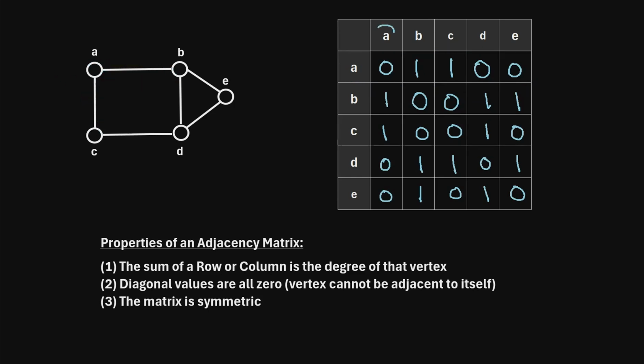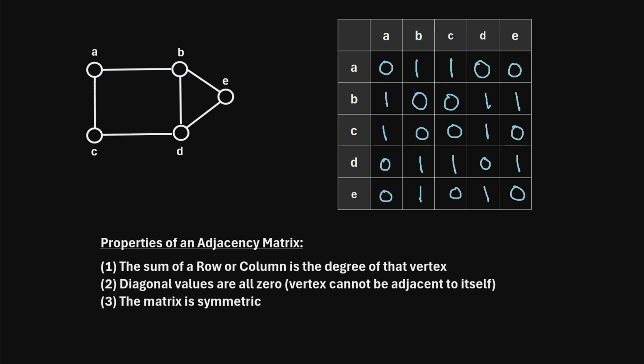And similarly, if we look at the column that contains vertex A, if we take the sum of the values in that column, that also turns out to be 2. Or if we consider vertex B right here, if we take the sum of the row values, that sum turns out to be 3. And that is indeed the degree of vertex B in the graph, because there are 3 edges that are touching vertex B.